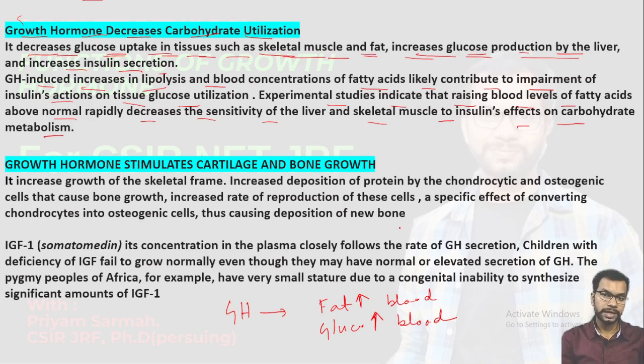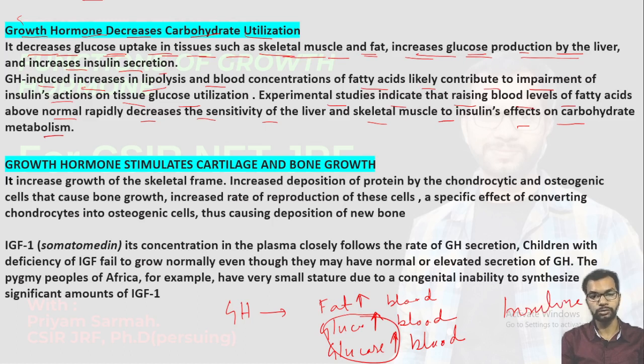When skeletal muscle cannot take up glucose due to the presence of growth hormone, that means the amount of glucose in blood will also increase, because from the blood glucose cannot enter into the skeletal muscle due to the presence of growth hormone. Also, growth hormone is stimulating liver for production of glucose, so in the blood glucose will increase. So when glucose in the blood gets increased, then insulin secretion is also increased. Insulin secretion is also increased because function of insulin is to lower the blood glucose level.